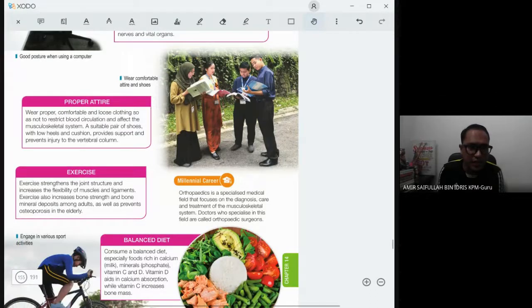Next, wear a proper attire. Don't wear tight attire, ketat-ketat punya. Because this will restrict the blood circulation and will affect your musculoskeletal system.